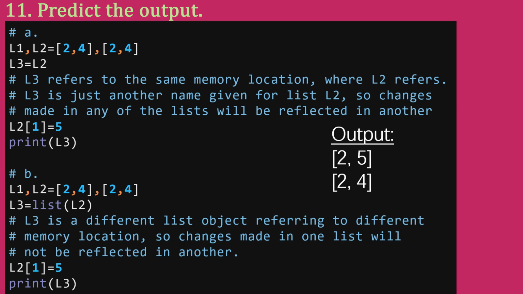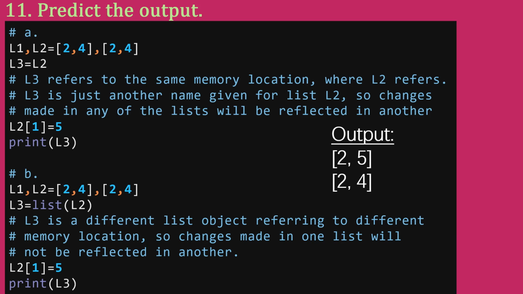So L3 will occupy a different memory location. That means L3 is a different list object having the same values 2 and 4 which are present in the list L2, but it is a different list. So since these two lists have different memory locations, whatever changes are done in one list will not be reflected in the other list.